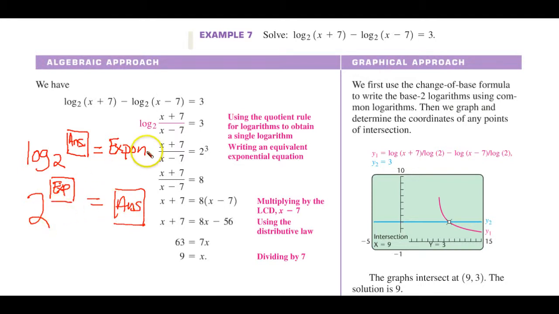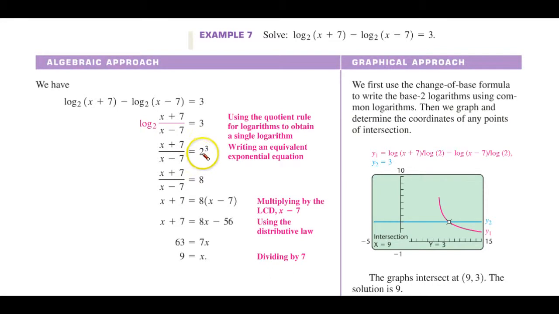So the 2 goes, they're putting it on the other side. The 2 goes there. Our exponent is 3, and there's our answer. They just have this switched around here. Okay, so let's go on.